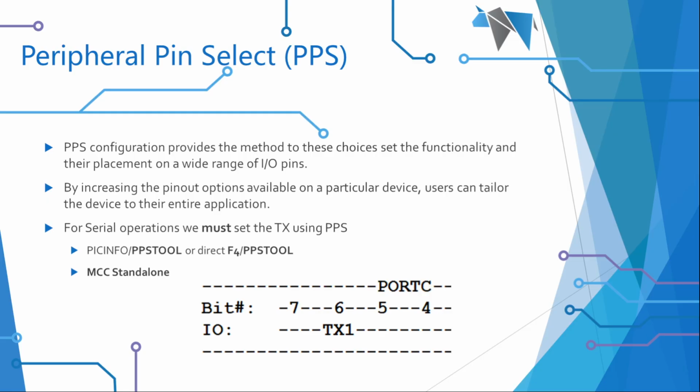So you could move it to C4. I don't care where you put it. Today, C6. So how do we do that? We must set the transmit using PPS. So what we've got is two tools you can use. There's more than that in reality. You can use the PPS tool, that's one of our tools, or you can use the Microchip MCC standalone. A bit more complex, but I'm going to show you the PPS tool today.